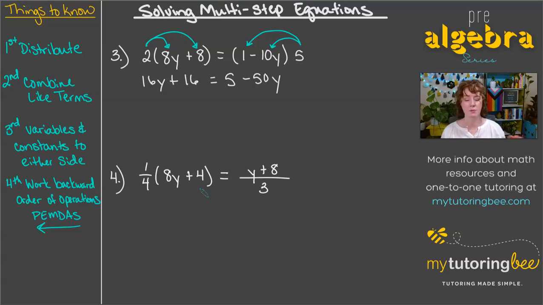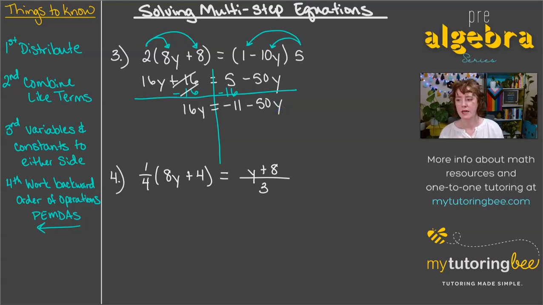So then the third step would be to get those variables on one side and get the constants on the other side. I'm going to go ahead and get rid of this constant on the left-hand side by subtracting 16 from both sides of the equation. So that's going to cancel out over here. That's going to leave me with 16y equals 5 minus 16 gives me negative 11 minus 50y.